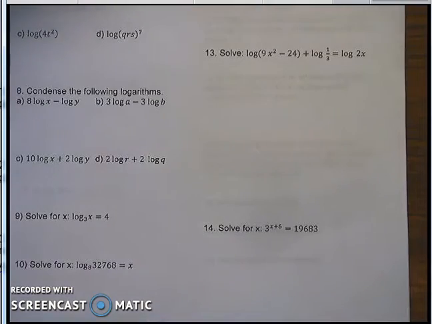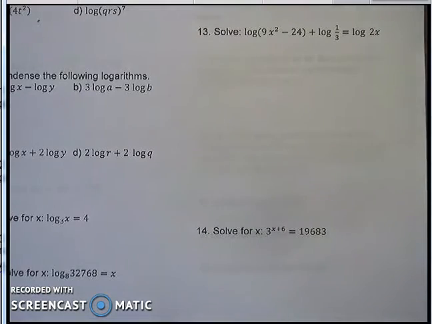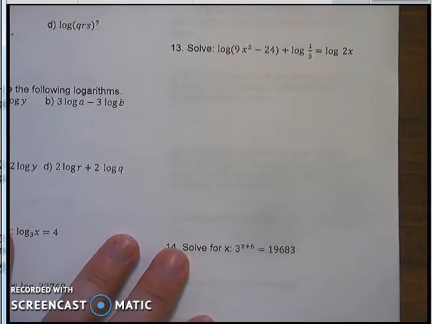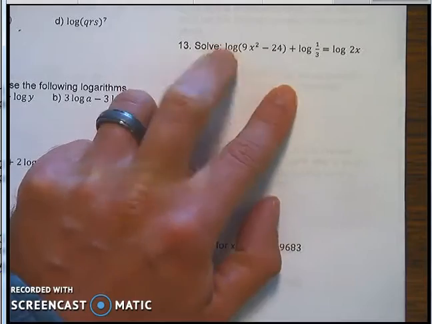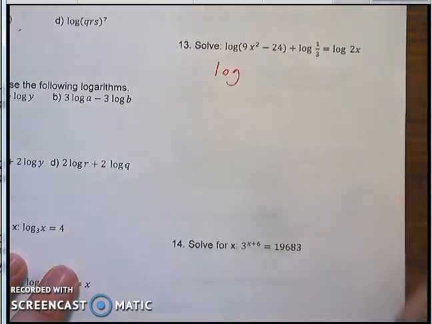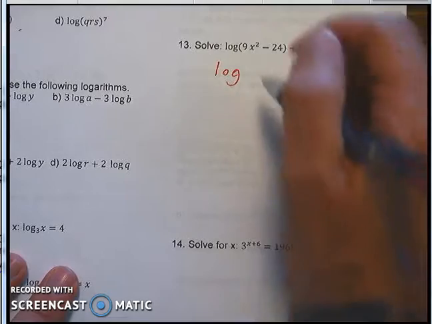Number 13 on the test review says solve log of 9x squared minus 24 plus log of 1/3 equals log of 2x. So we're solving that for x. The first thing you want to do is combine these two logs on the left into one log. Remember, you can do that because the bases are the same. They're both base 10. And that plus sign is going to become multiplication.